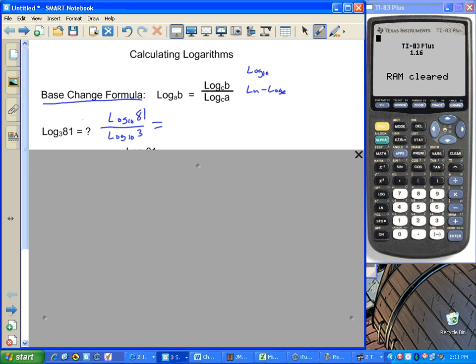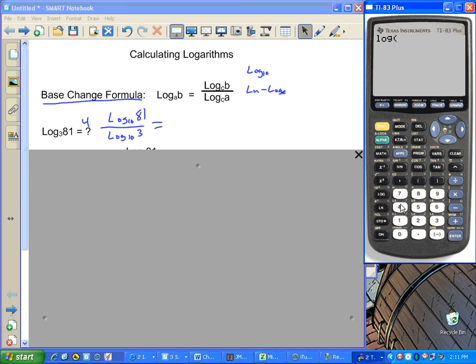If you remember, this was 4, so I should be able to type this in my calculator and get 4. You have to be a little careful with your parentheses. I'm going to do log, there's a little 10 there, that's log base 10 of 81. I close my parentheses and then divide that by the log of 3. So log base 10 of 81 divided by log base 10 of 3. And I get 4.